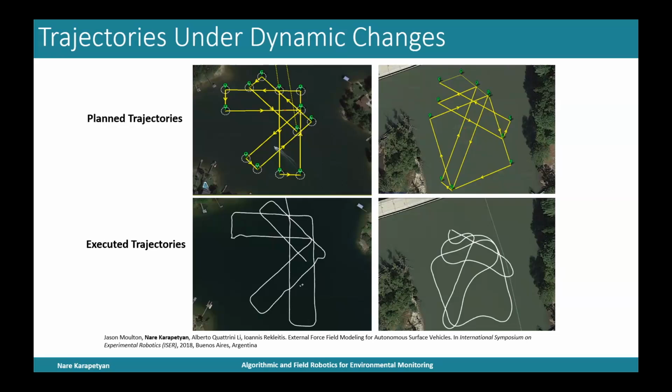One of the reasons that we don't want to have this kind of situation is that if we're doing coverage, we don't want to have overlapping regions, right? So the executed trajectories had the look that is depicted here in the white. But how can we actually resolve this problem as well? During my PhD, I worked with my colleague Jason Moulton to address this problem.